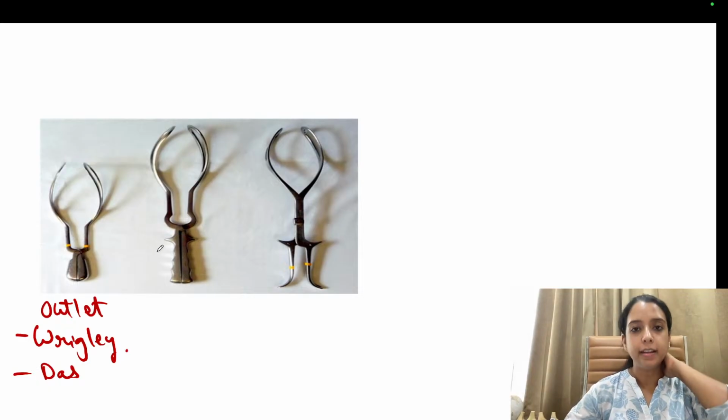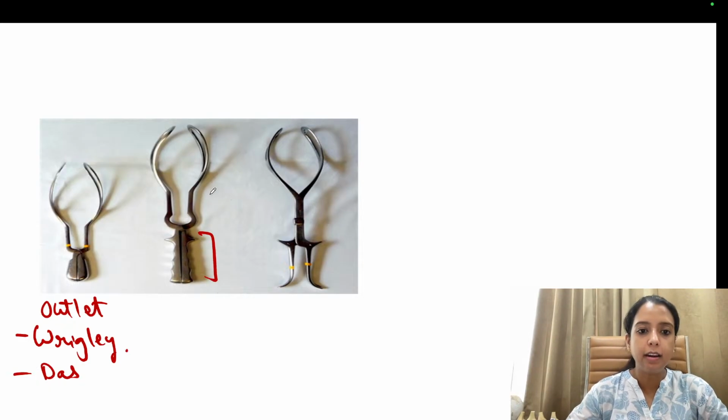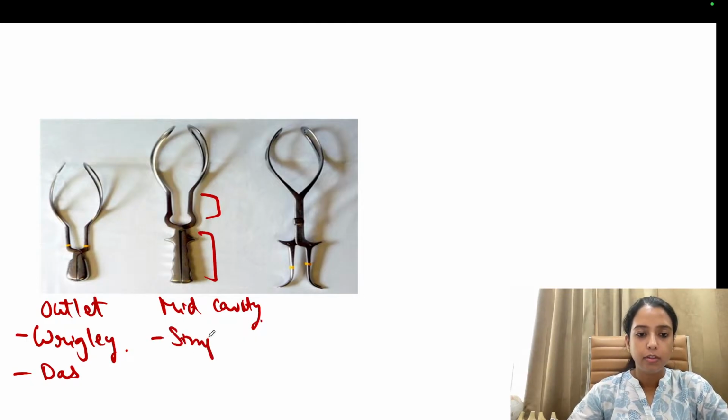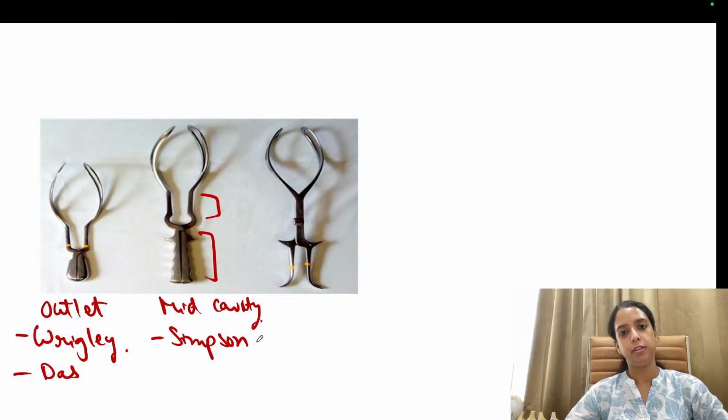Okay? Another forceps, long handle, long shank. It is a mid-cavity forceps for delivering the head which is in the cavity. Simpson. So Simpson is a mid-cavity forceps.